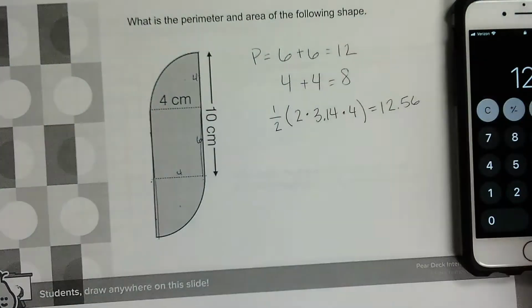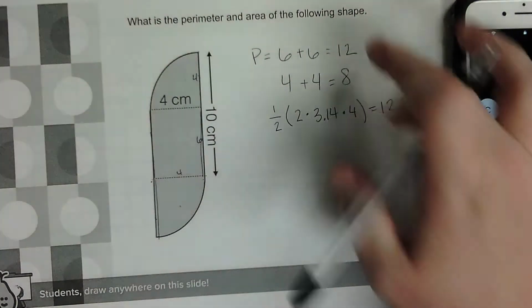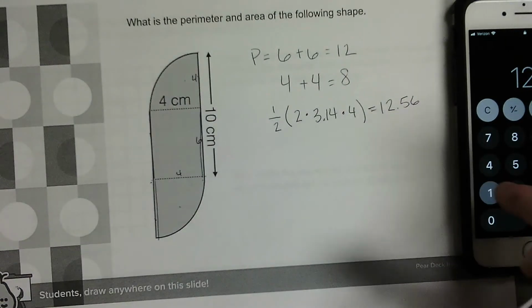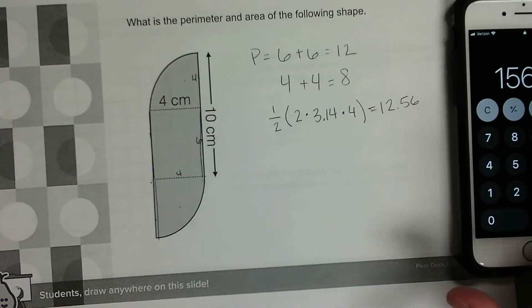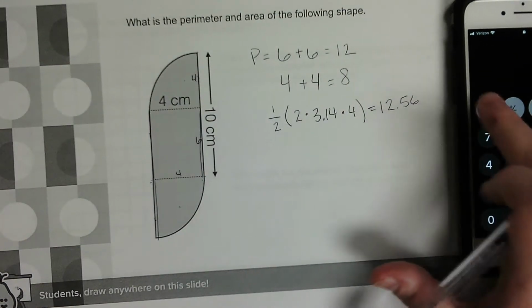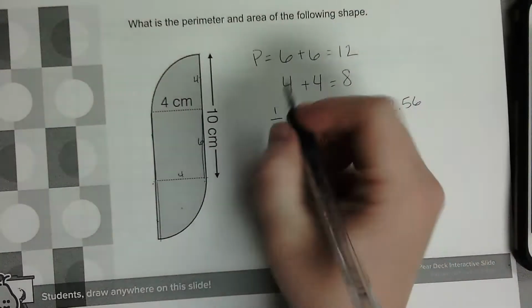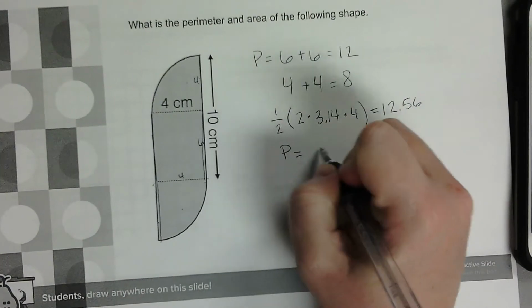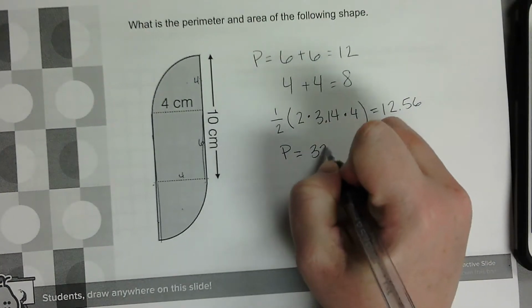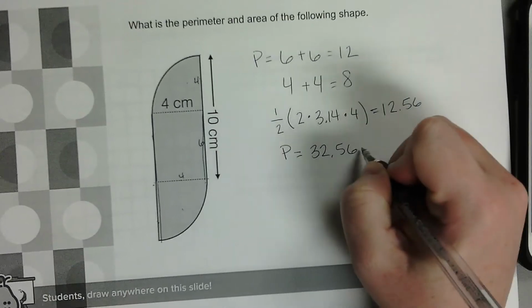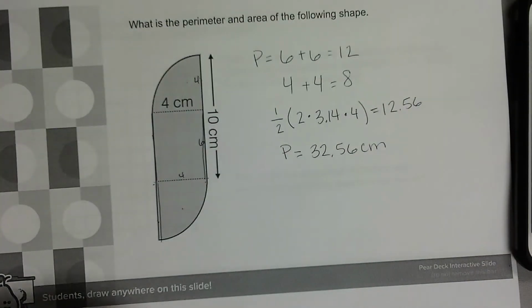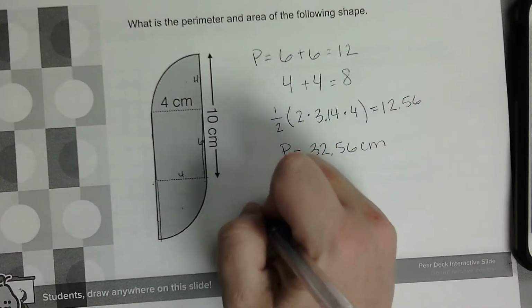All right, now I'm going to add all my values. Plus 12 plus 8. So we get perimeter is 32 and 56/100 centimeters.